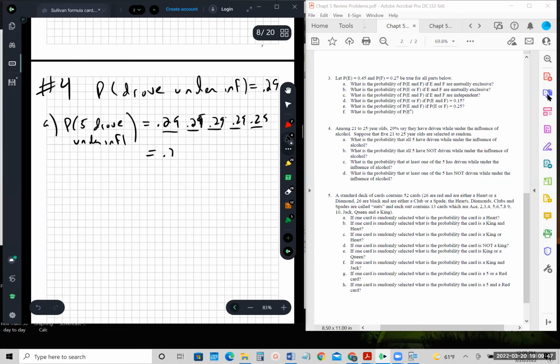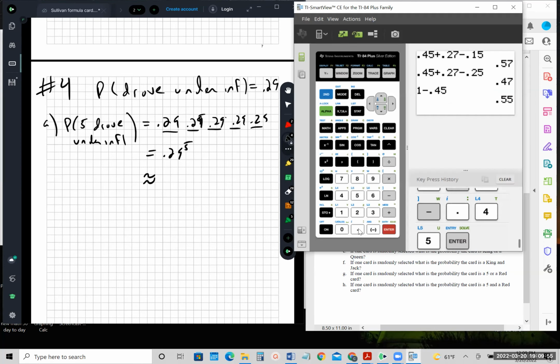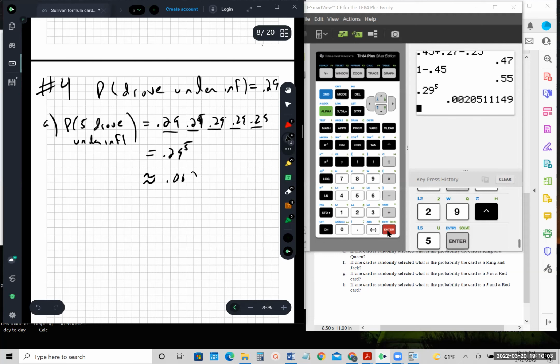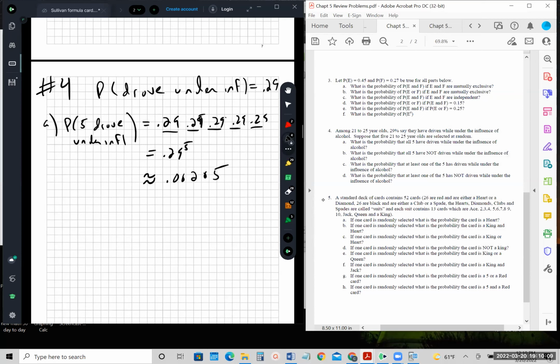Or you could just say 0.29 to the 5th, because people are independent, so you would just multiply that out using the rules of independent probability. So do 0.29 caret 5, and I'm going to get 0.0000205, so roughly 0.002.